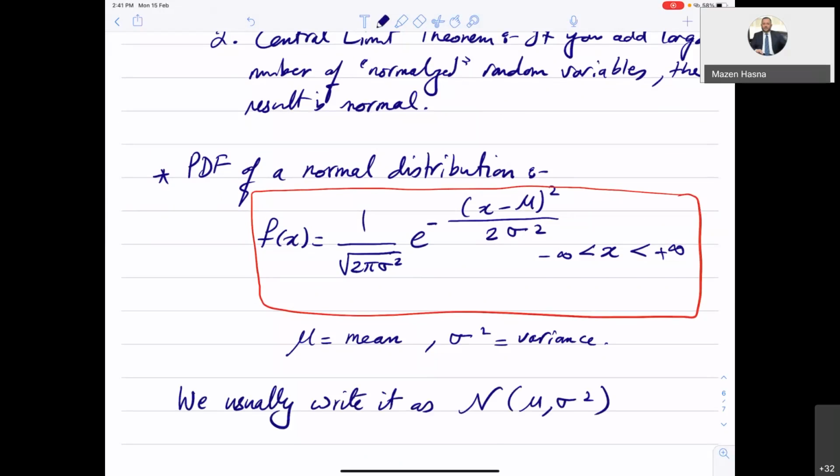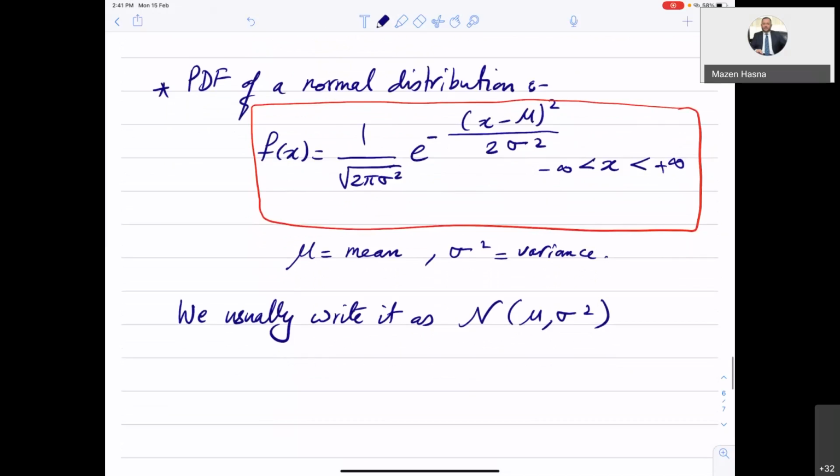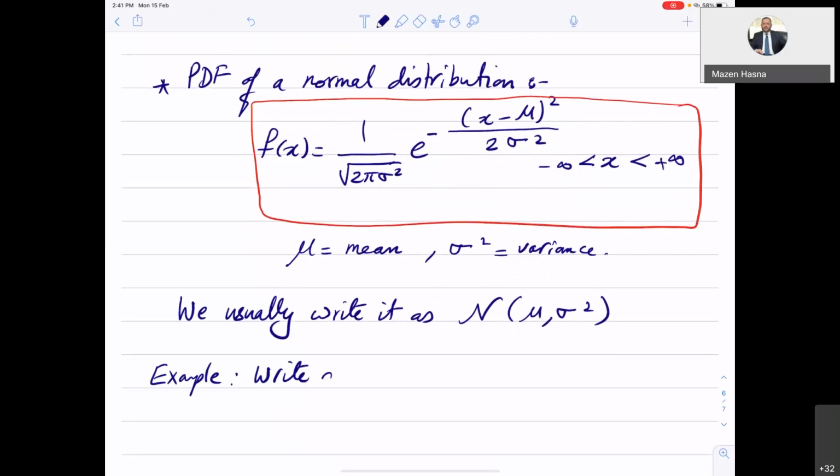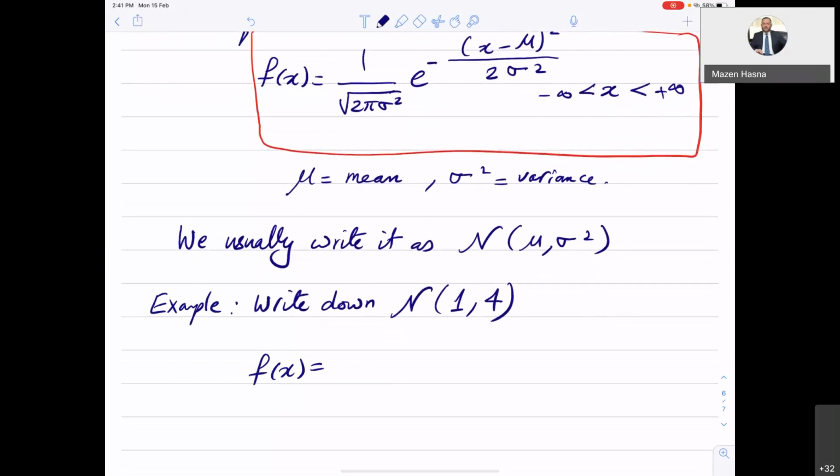So for example, if I tell you to write down a normal distribution that has a mean of 1 and a variance of 4, you right away write 1 over the square root of 8 pi, times e to the minus (x minus 1) squared over 8.